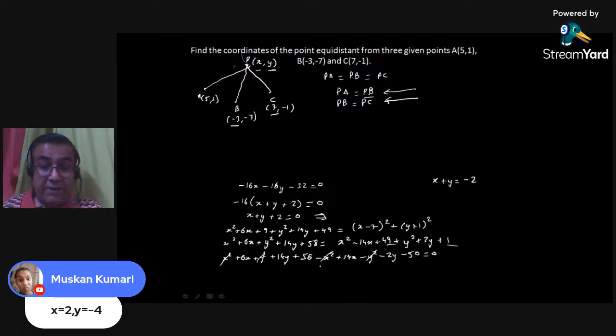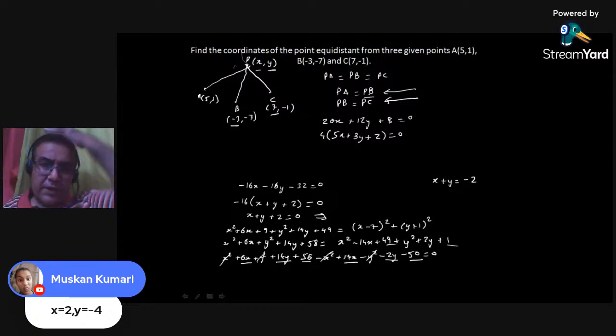Basically now if we combine the like terms, so we have got 6x plus 14x, that makes 20x, and we have got 14y minus 2y, that makes it plus 12y, and we have got 58 minus 50, that makes it plus 8. That should be equal to 0. I think I can factor out 4 from this. So factoring out 4, I am left with 5x plus 3y plus 2 is equal to 0.